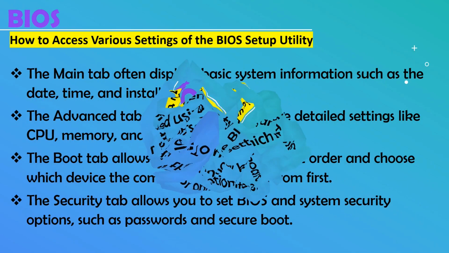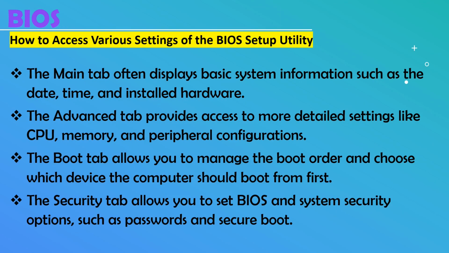The Main tab often displays basic system information such as the date, time, and installed hardware. The Advanced tab provides access to more detailed settings like CPU, memory, and peripheral configurations. The Boot tab allows you to manage the boot order and choose which device the computer should boot from first.